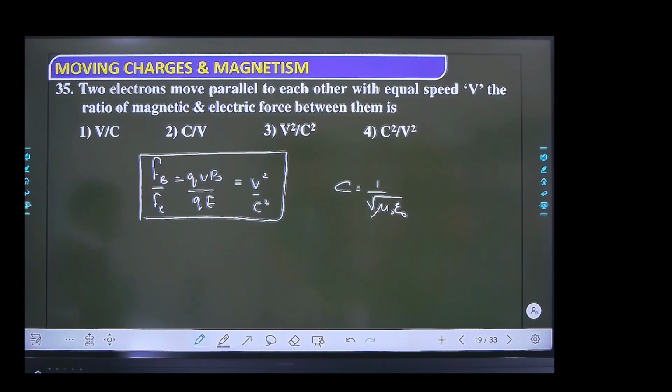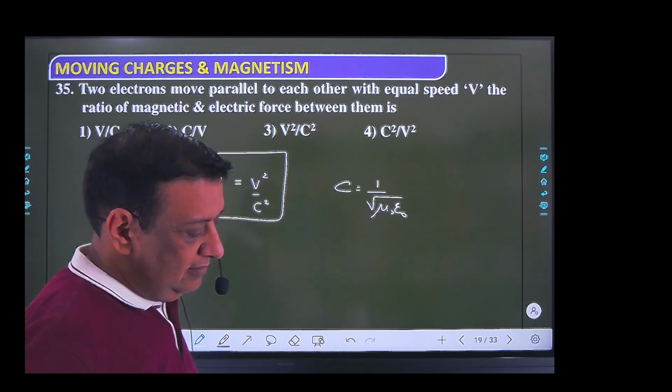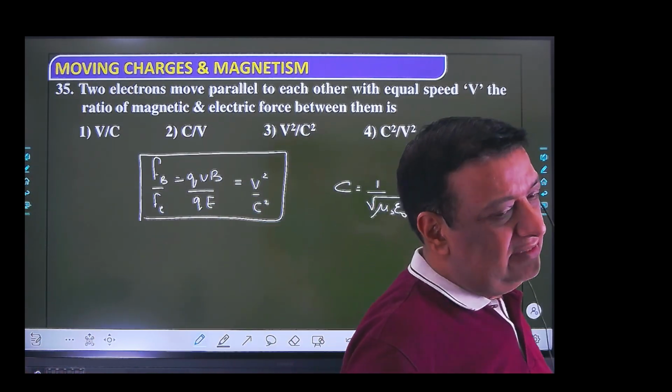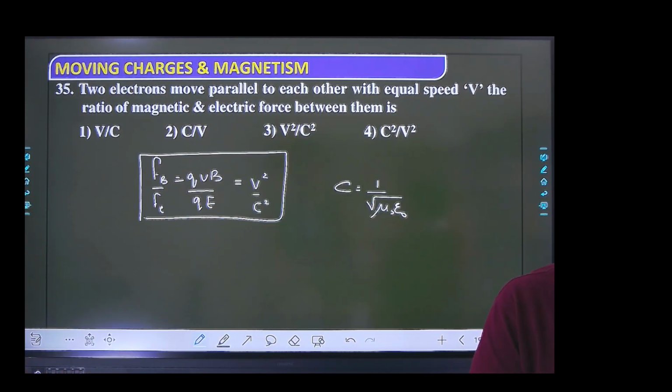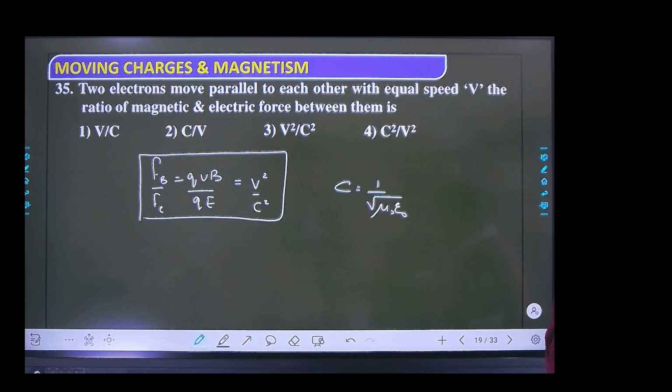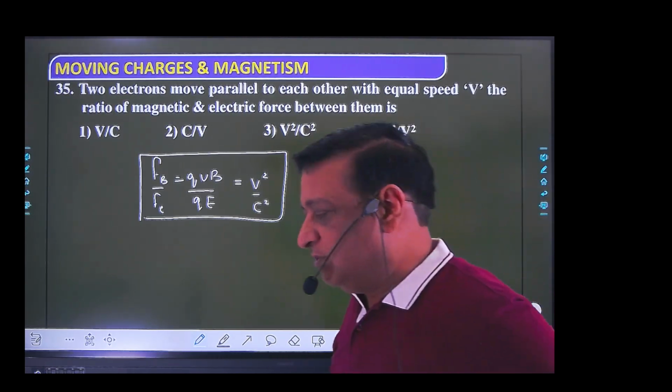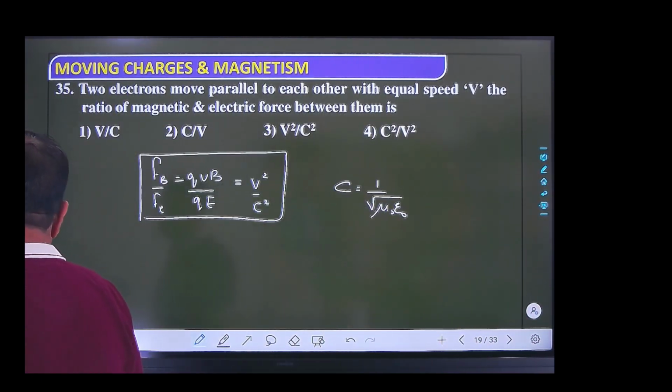And FB by FE is v square by c square. This implies that v is the velocity of electrons, c is velocity of light. This ratio will always be less than 1. That means FB is always less than FE. जो मैग्नेटिक फोर्स बिटवीन टू इलेक्ट्रॉन्स है, it will always be less than the electric force between two electrons. So whatever be the speed, magnetic force can never be greater than the electrical force.